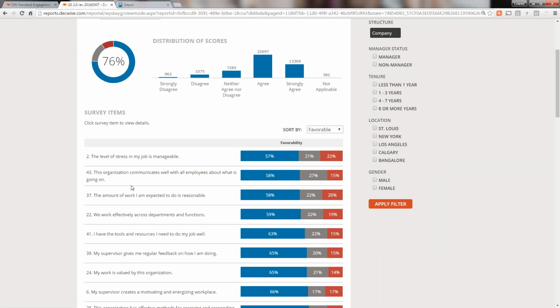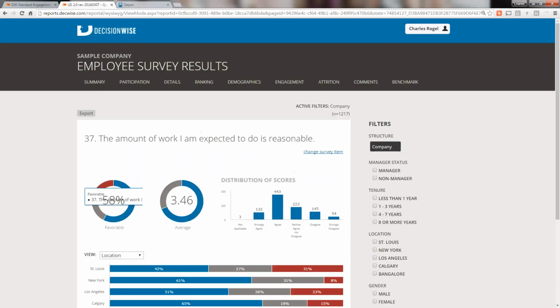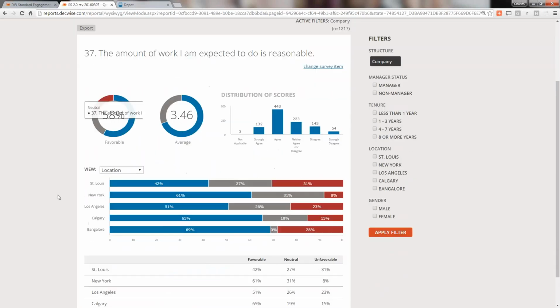And the one that's kind of, not perplexing, but of concern is noticing that the level of stress is high, communication is low, the amount of work seems to be high. And so if you look at this and say, okay, where are people feeling overworked and stressed, you can look at an individual question and then break it out by these different segments. And so here we see St. Louis and Los Angeles are scoring the lowest in that particular area.